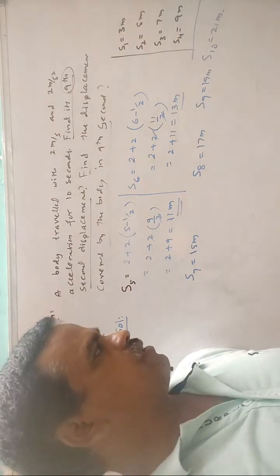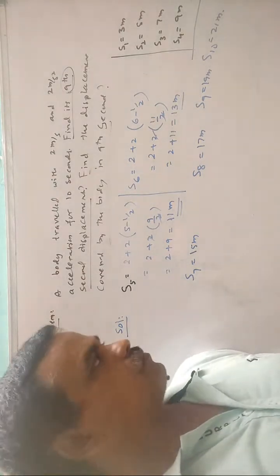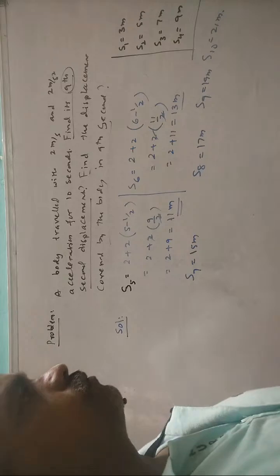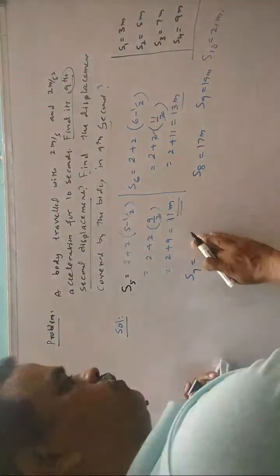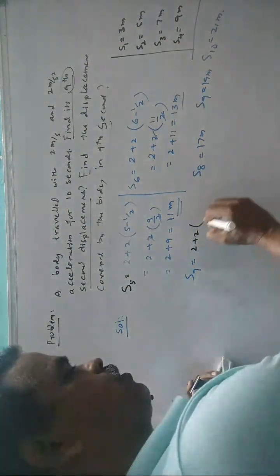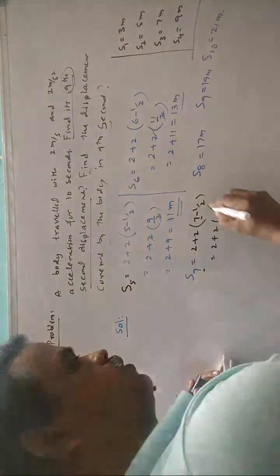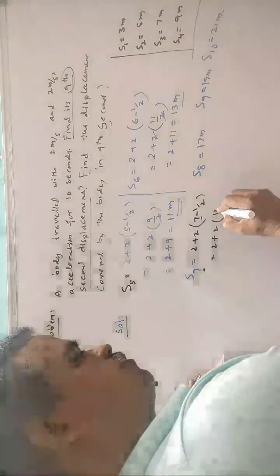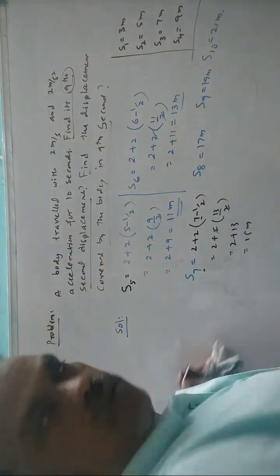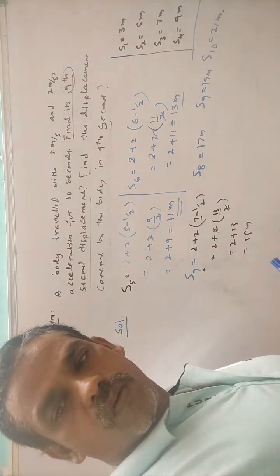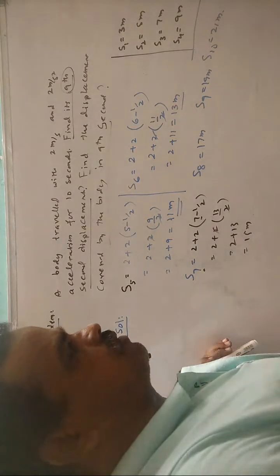Very good. 17 meter in 7th second. I think it is 8th second, yeah. So I will check here. 2 plus 2 of 7 minus 2. 7th second equal to 7. 2 plus 2, 14. 14 minus 13, 13 by 2. So 2 plus 13, you will get 15 meter. Okay. I think you got all the answers.